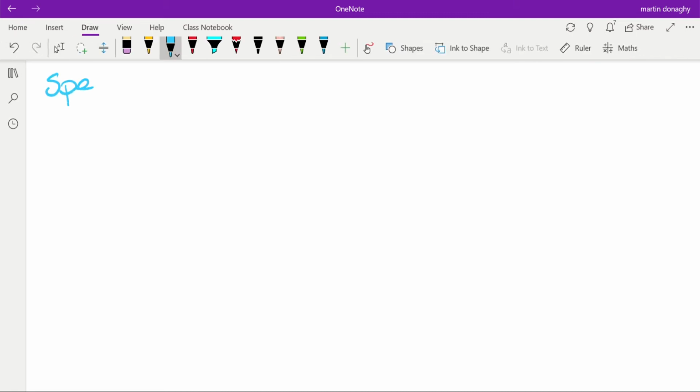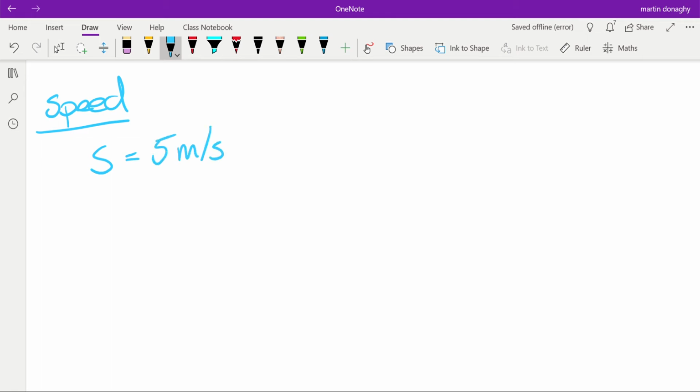Okay, speed is really a measure of how fast an object is going, and we use the letter S to represent it in physics. So we might say something like the speed is 5 meters per second. And all that means is that an object will cover a distance of 5 meters each second. So the distance covered would be 5 meters in a time of 1 second.